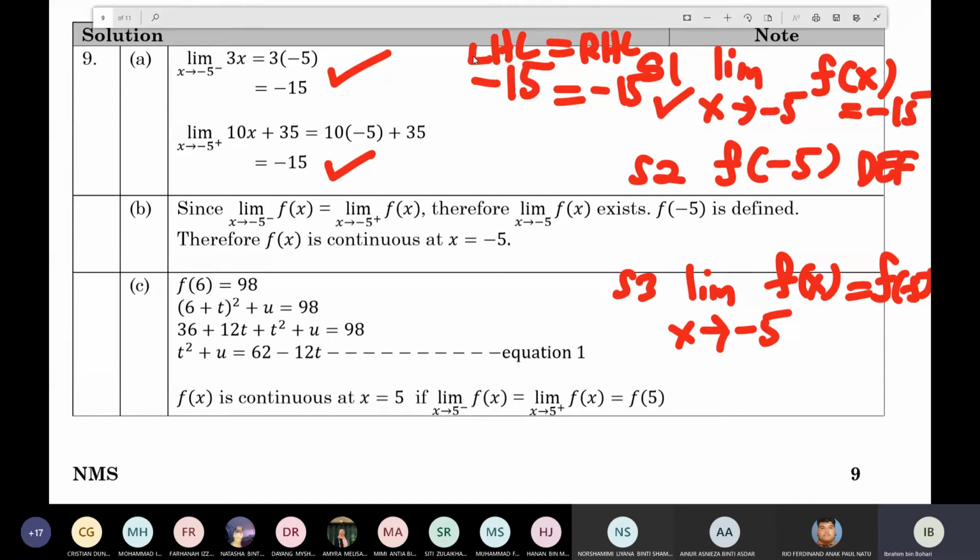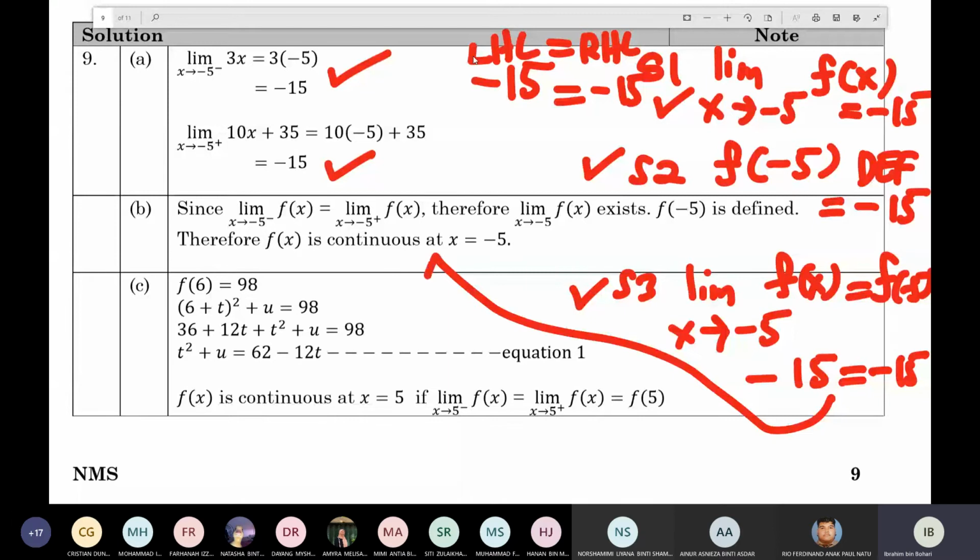And step 2, you check the f(x) defined or undefined. You substitute the -5 into the function. f(-5) here equals -15. So f(-5) here is defined, -15. Okay. And then step 3, you compare the limit and the f(-5). So limit here exists, -15, and f(-5) here equals -15. And then your conclusion here, f(x) is continuous at x equals -5.